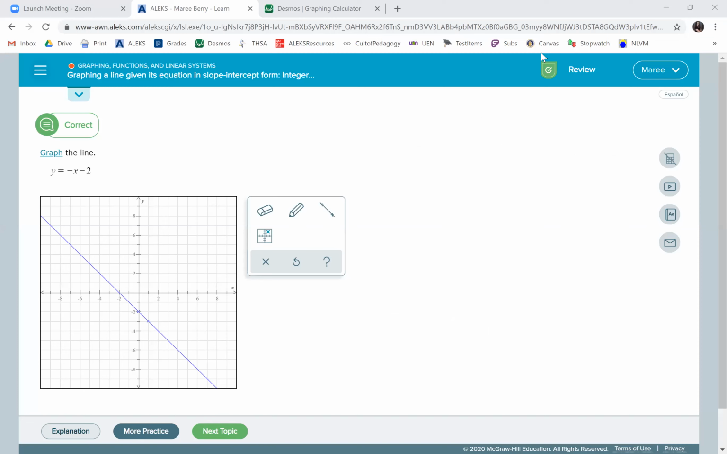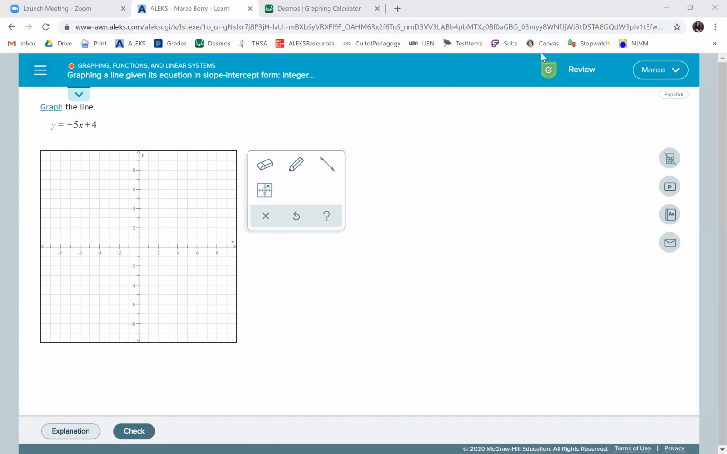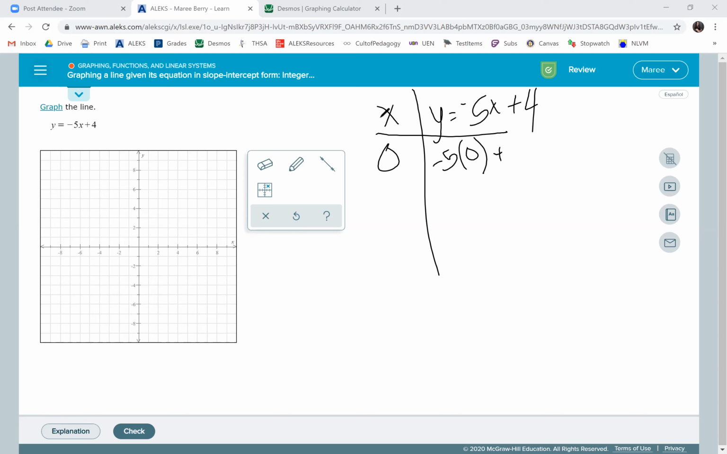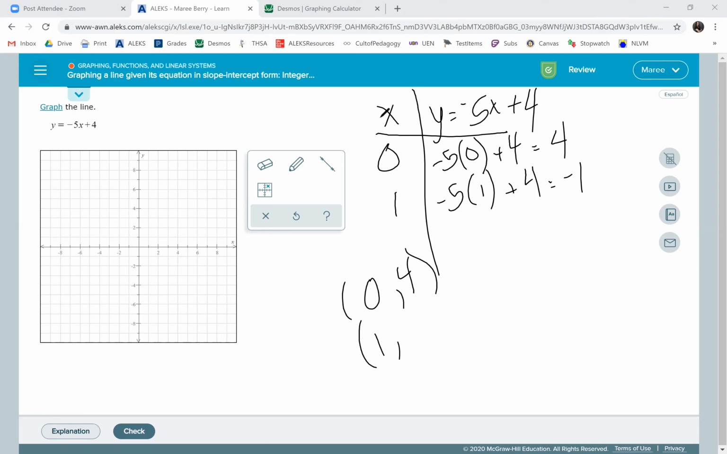So we'll do another one like that. I just want to make sure that you're feeling comfortable with both ways or whatever way is best for you. So we're going to have our x and our y equals negative 5 times x plus 4. So whatever x you put in, let's try 0. You plug it in for the x for y. So negative 5 times 0 plus 4. So that's 0 plus 4 or 4. What if x is 1? We could have negative 5 times 1 is negative 5 plus 4 is negative 1. So we're going to graph 0, 4, and then we're going to graph 1, negative 1.